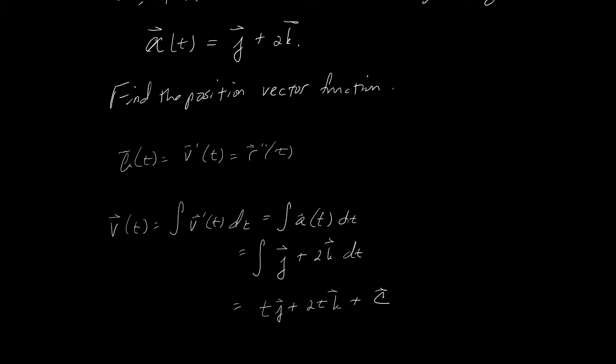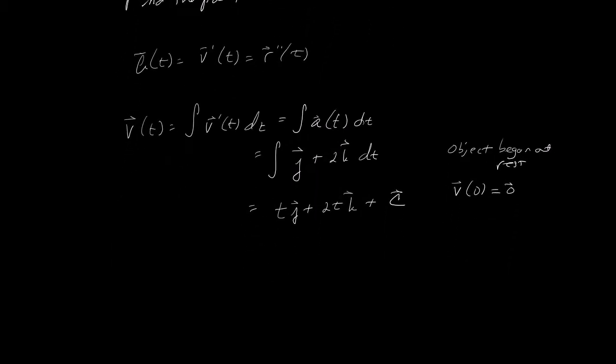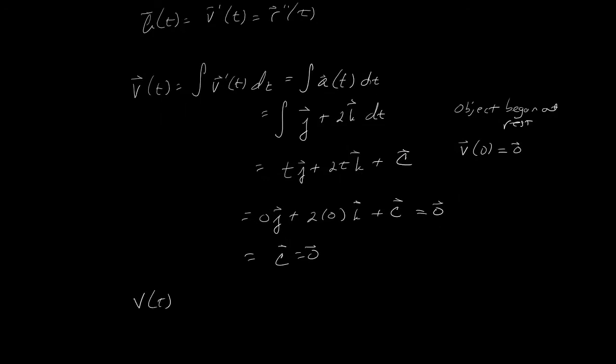What's our clue for that? Well, we were told that our object began at rest. So we know that v of 0 is equal to the 0 vector. So we know that 0j plus 2 times 0k plus c is equal to 0. So that means that c is equal to the 0 vector, which means that our velocity is just equal to tj plus 2tk.